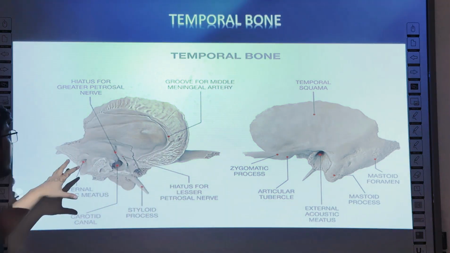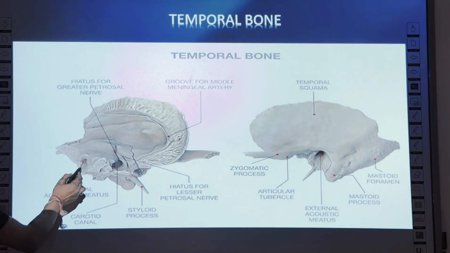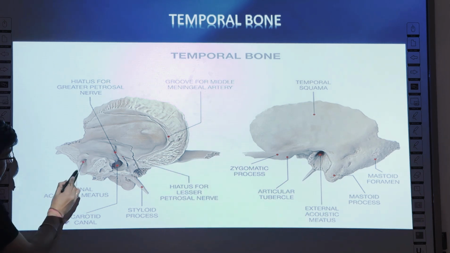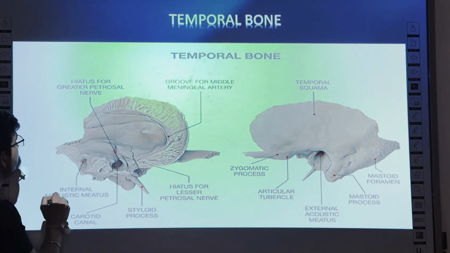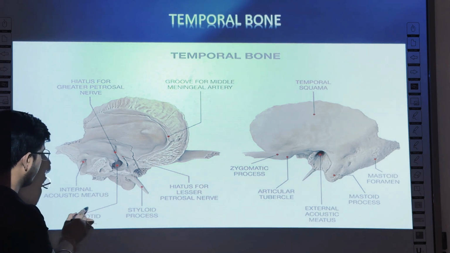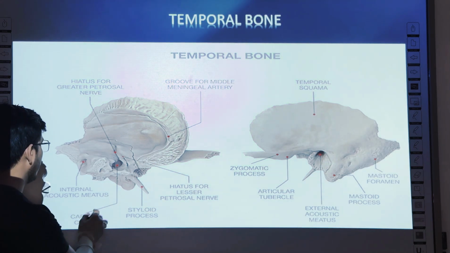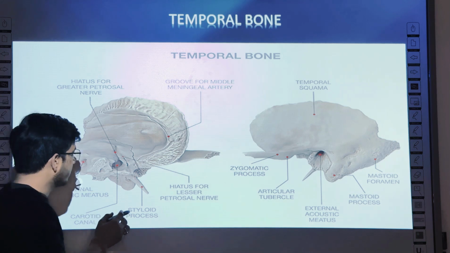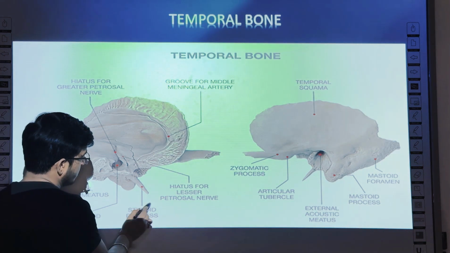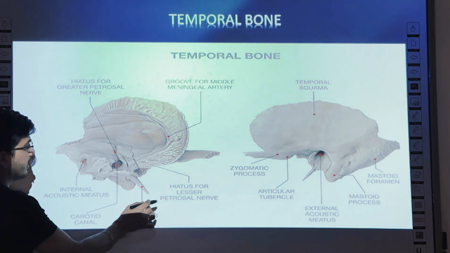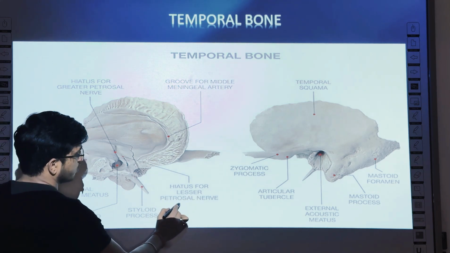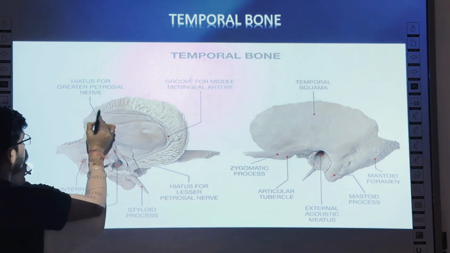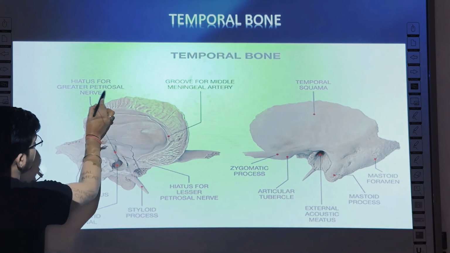Then we have the internal structures. You can see this one, it is the internal acoustic meatus, and then we have the carotid canal. It is the carotid canal through which the carotid artery passes. Then we have the styloid process, and we have the hiatus for the lesser petrosal nerve, and the hiatus for the greater petrosal nerve.